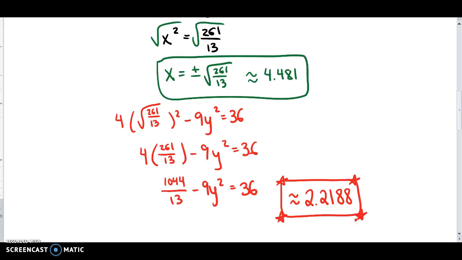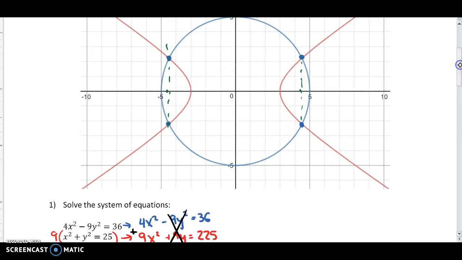Now technically x is plus or minus this, so I'd also want to plug in minus the square root of 261 over 13, but I noticed that it's being squared. So is my answer going to change, whether it's positive or negative? No, they'll both turn out positive because when you square a negative, you still get a positive, which if you look at my graph, that makes sense. So the y values are actually exactly the same for this intersection here.